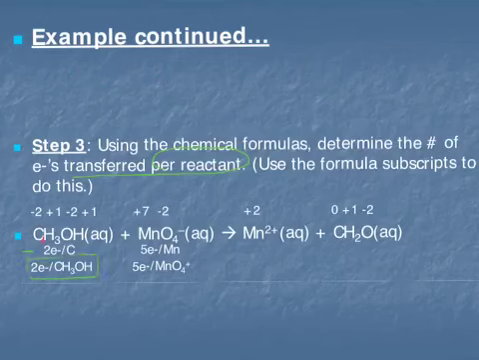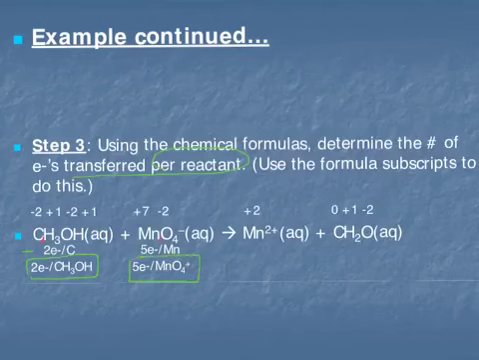On the other hand, each manganese ion gains 5 electrons, and the invisible subscript here is again 1, so for each molecule of permanganate, MnO4-, there are going to be 5 electrons transferred.